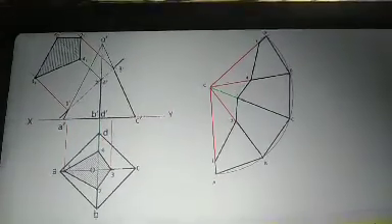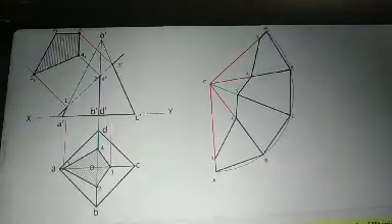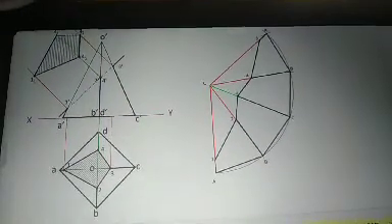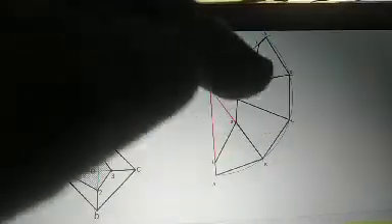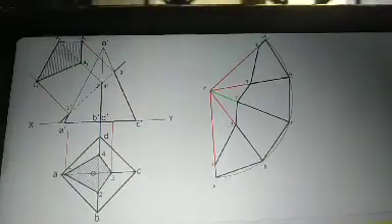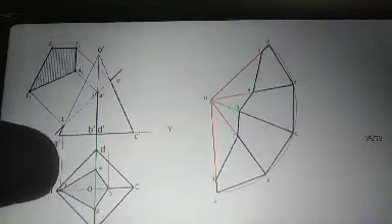That is, the upper part that is shown in red and green lines is removed after cutting by that plane, and the lower part is only shown in the black line. This is only visible after cutting the upper part of that pyramid. So this is the development of the pyramid.